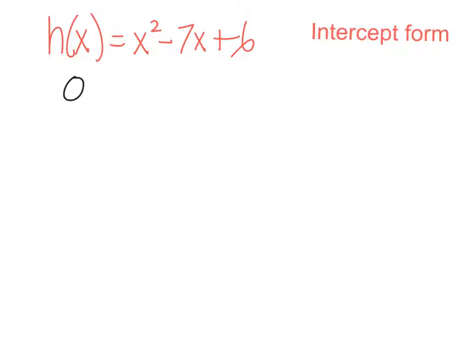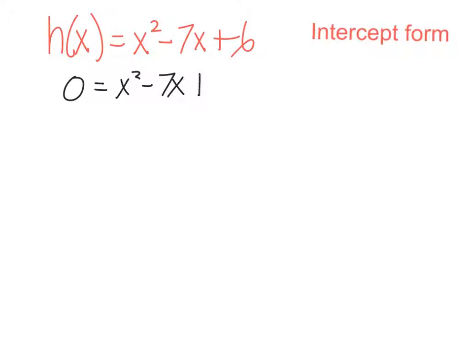Now the next thing we can do is intercept form. Intercept form is putting it in the form of intercept. That's factoring it. So we're going to use the exact same problem as we just did. So h of x equals x squared minus 7x plus 6. Same problem we just did, but in intercept form. We want to find the x-intercepts. What do we do to find x-intercepts? We plug in 0 for y.